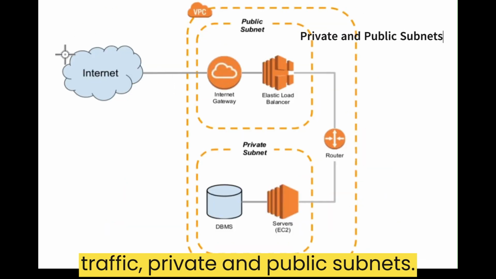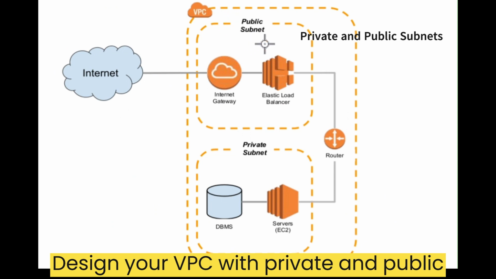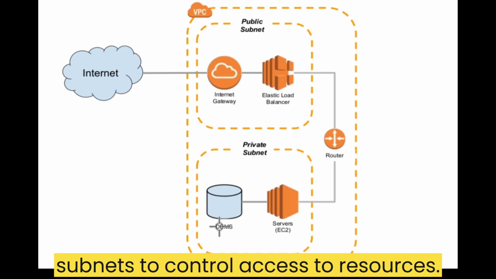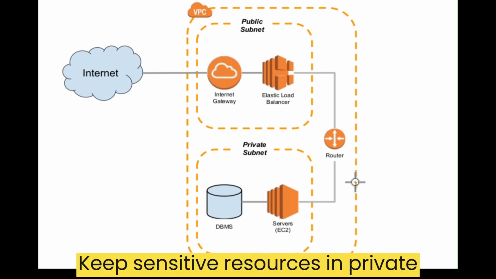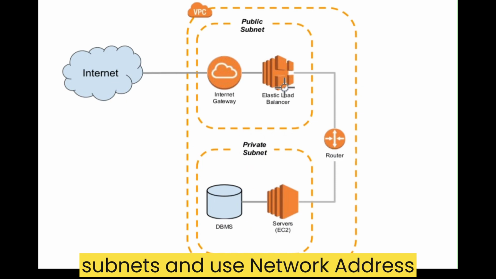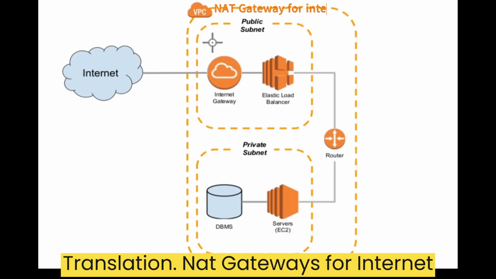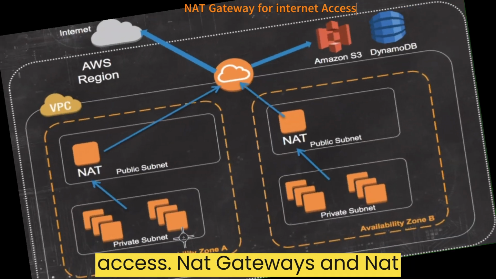Private and public subnets. Design your VPC with private and public subnets to control access to resources. Keep sensitive resources in private subnets and use Network Address Translation, NAT, gateways for Internet access.